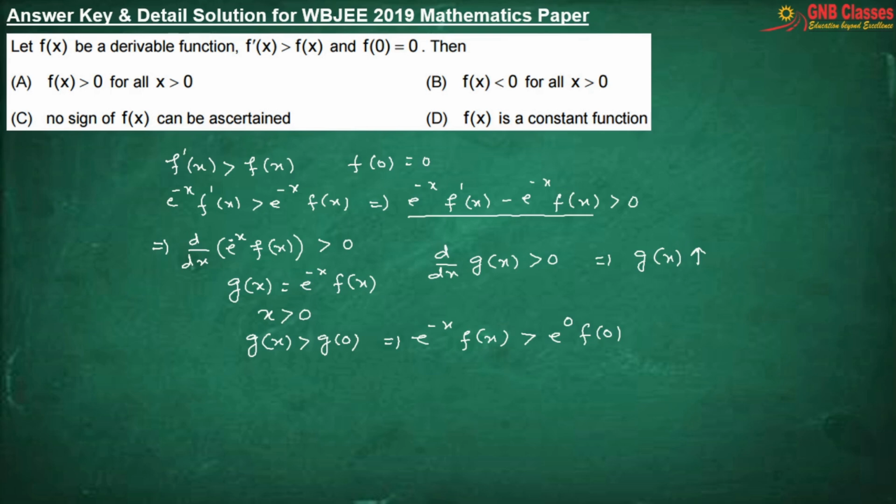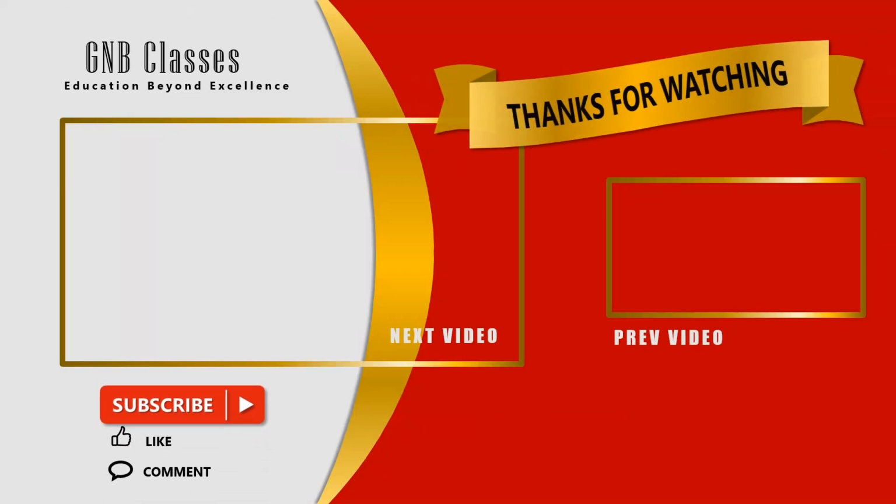So, e to the power minus x f(x) will be greater than g(0), meaning e to the power 0 f(0). f(0) is nothing but 0, they have said, so e to the power minus x f(x) will be greater than 0. That implies f(x) is greater than 0. Is it clear? So f(x) is greater than 0 for all x greater than 0. Therefore our option A is correct. This problem can be treated as a little difficult from the West Bengal Joint Entrance perspective. Is it clear?